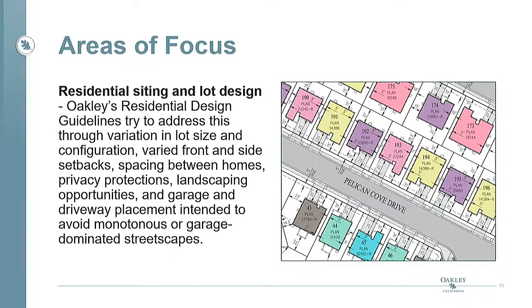When I open up a plotting plan, I open up our residential design guidelines to go over them. These guidelines try and address this topic through variation in lot size and configuration, varied front and side setbacks, spacing between homes, privacy protections, landscaping opportunities, and garage and driveway placement intended to avoid monotonous or garage-dominated landscapes. Often, we're telling people to vary that front setback so we're not just seeing a wall of homes at the same distance from the street.